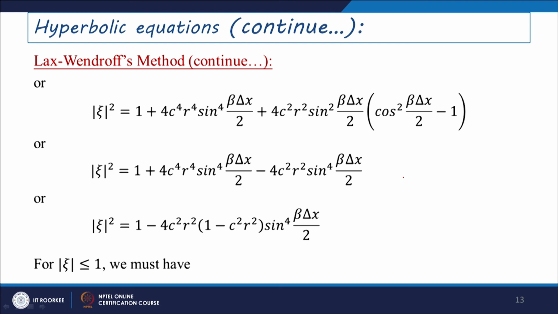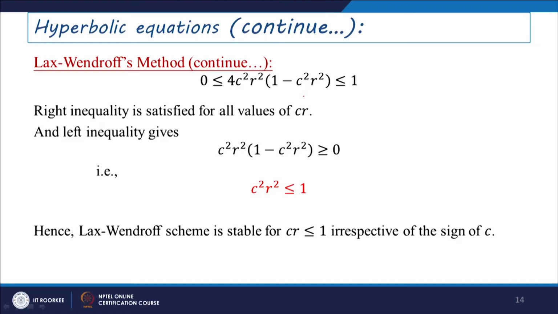So, that is why if you go further with this equation, we can write it as 1 minus 4 c square r square into 1 minus c square r square sin to the power 4 beta delta x by 2. So, for the absolute value of zeta, if we assume that it should be less than or equal to 1, this means that we should have 4 c square r square into 1 minus c square r square less than 1.